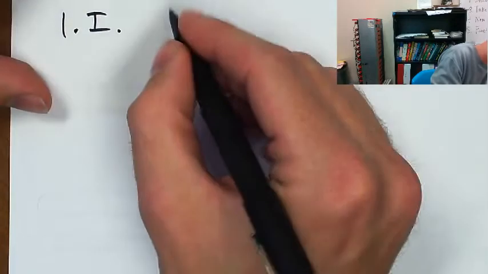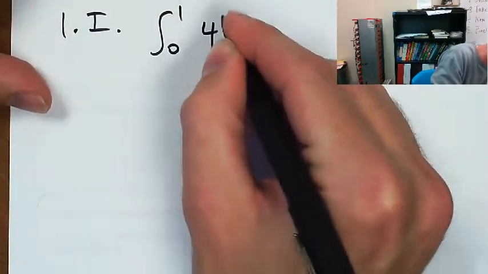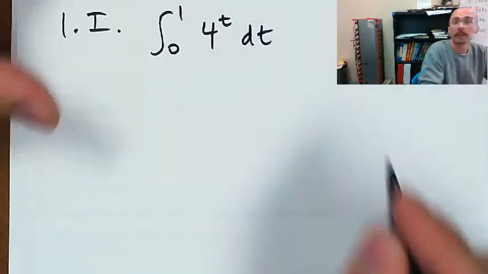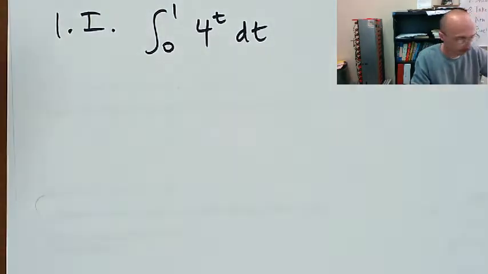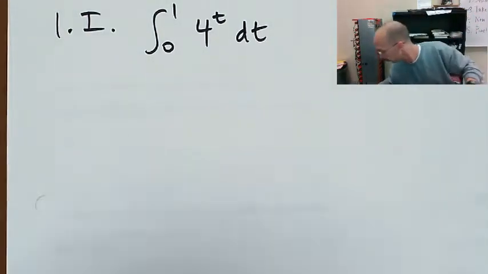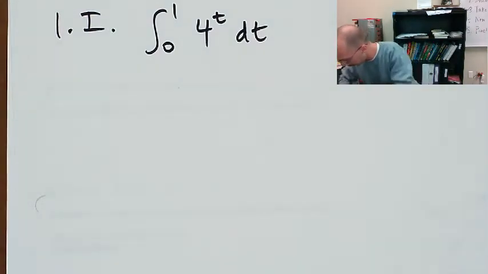Okay. i is the integral from 0 to 1 of 4 to the t dt. And this is an antiderivative that we need to know how to take. It's definitely one of our more obscure antiderivatives, but all the same, it's one that we need.